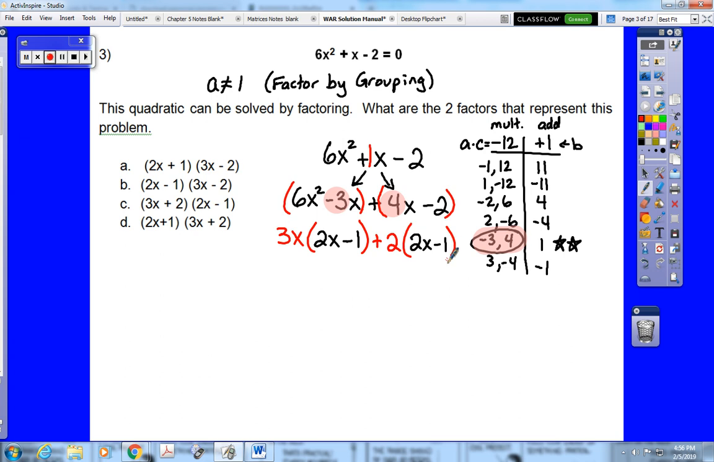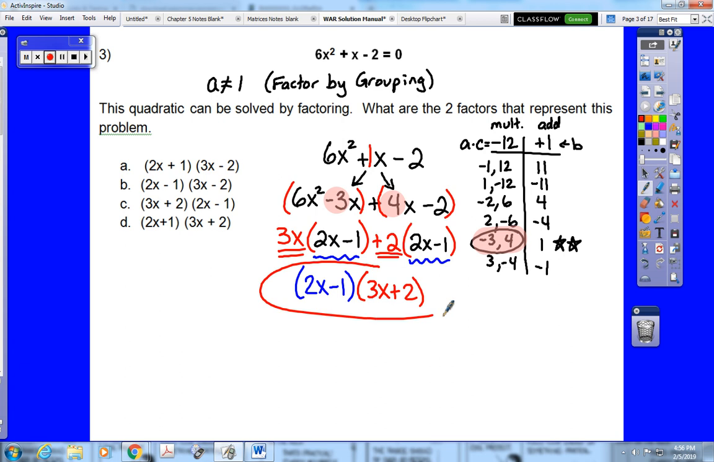Now this is no longer a 4-term polynomial. Now it's a 2-term polynomial. We have that's a term and this is a term. And those 2 terms have something in common as well. They both have 2x minus 1. So then I would factor out the GCF again, which would be 2x minus 1. And I would be left with what's in front of the parentheses, 3x plus 2. This is the factored form of that trinomial.